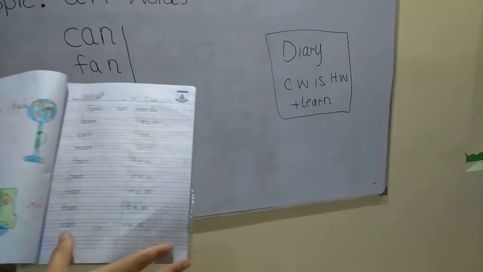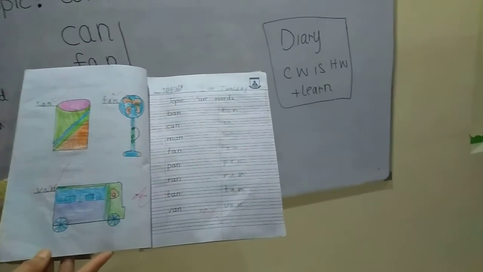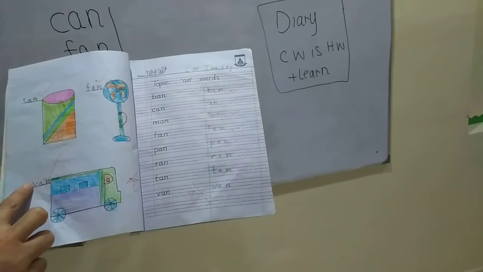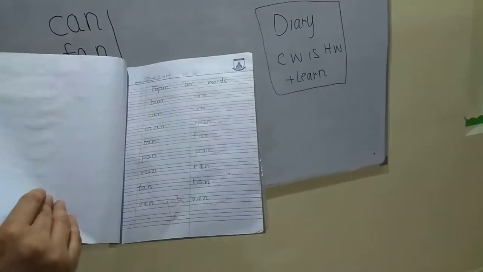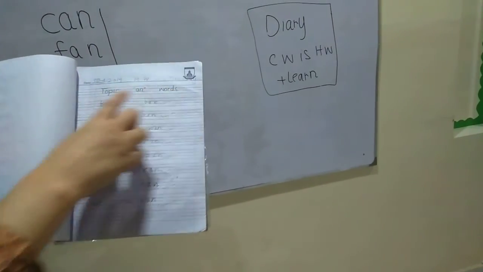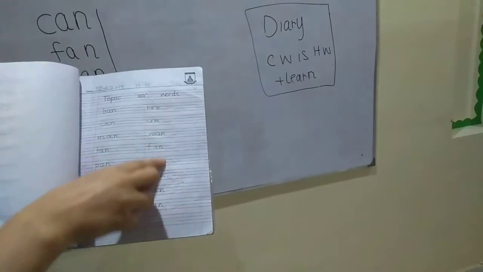Okay, then if you can draw these things: can, fan, van. And then you open your next page, write topic and words and write again these and words.